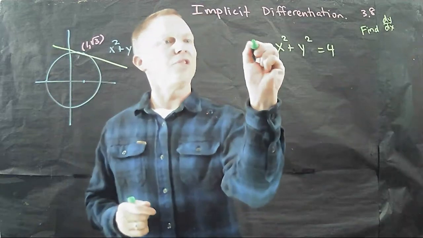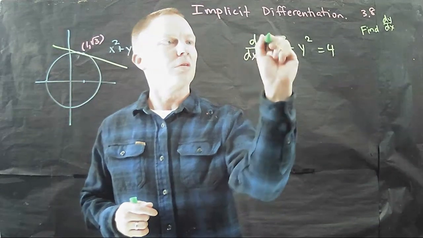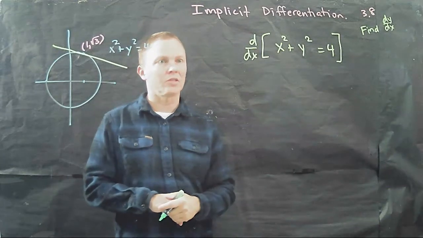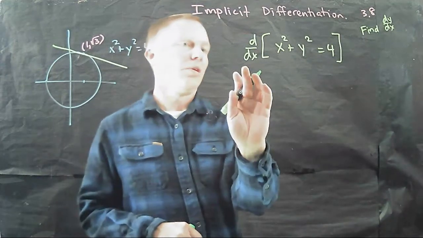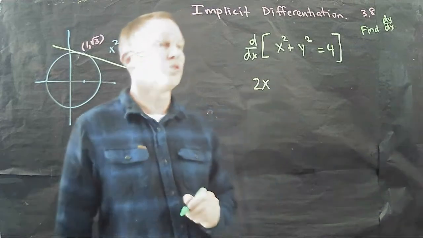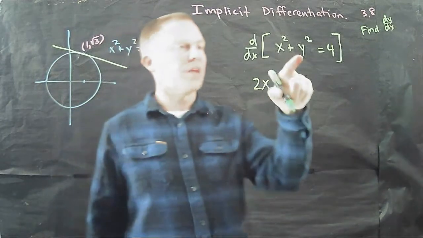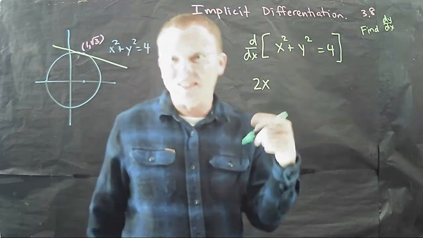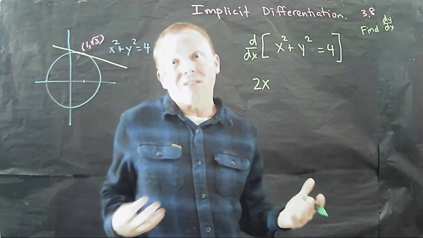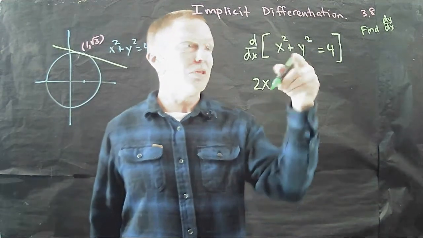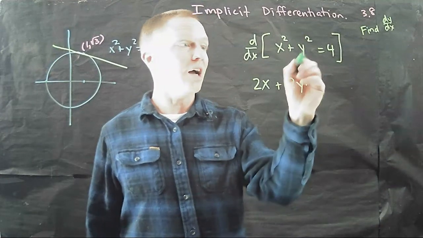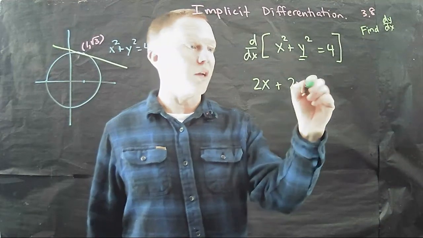So we're going to differentiate both sides of that with respect to x. Okay? So when I differentiate x squared with respect to x, I get 2x. And then when I differentiate y squared with respect to x, now we've done this already, and we just didn't call it implicit differentiation. We called it the chain rule. But when we do differentiate y squared with respect to x, we get 2y times dy dx.